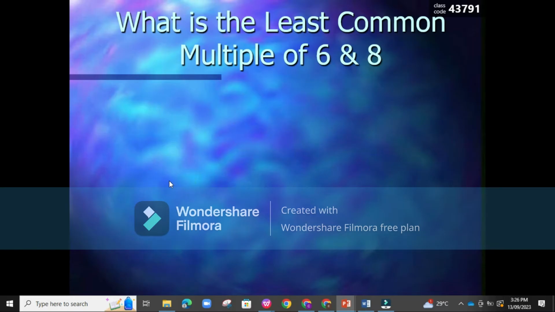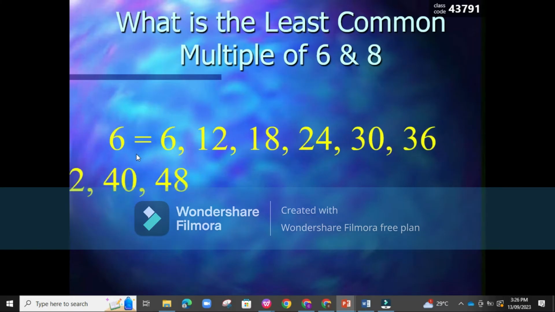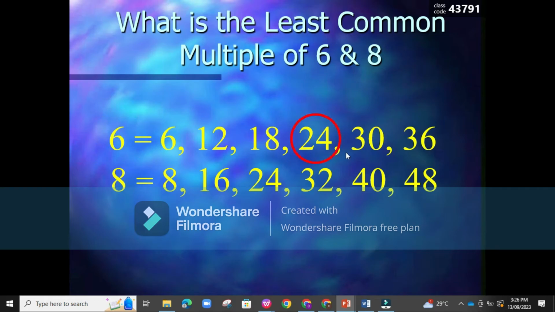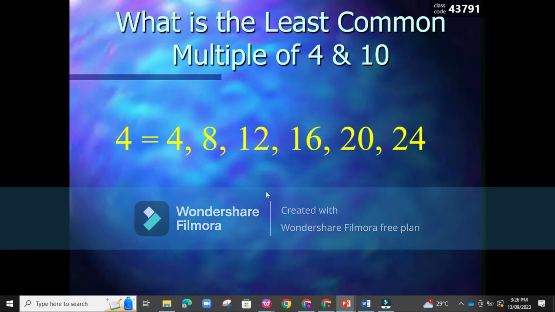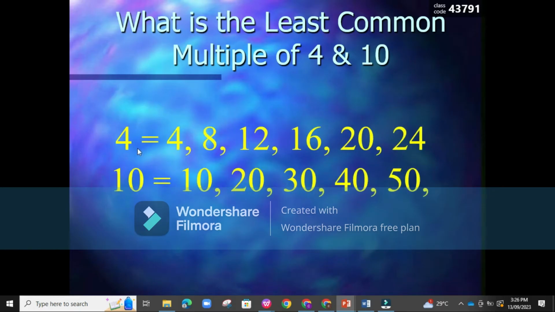Next, how about 6 and 8? The multiples of 6 are 6, 12, 18, 24, 30, 36. For 8, you have 8, 16, 24, 32, 40, and 48. Using the listing method, the least common multiple is 24. Now, what is the least common multiple of 4 and 10? We use the same strategy: 4, 8, 12, 16, 20, 24. For 10, we have 10, 20, 30, 40, and 50. Looking at it, the least common multiple is 20.